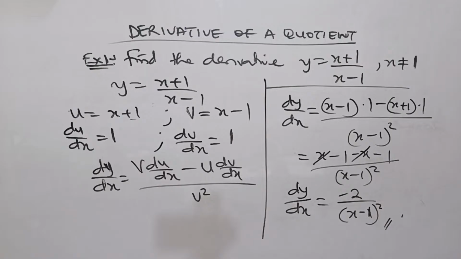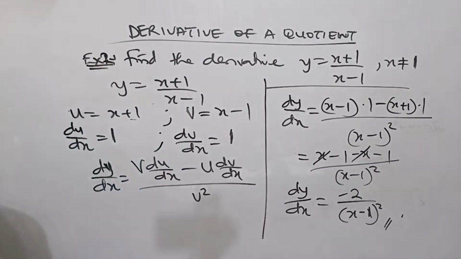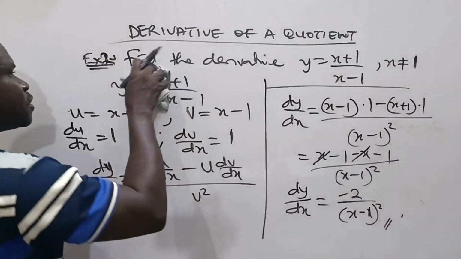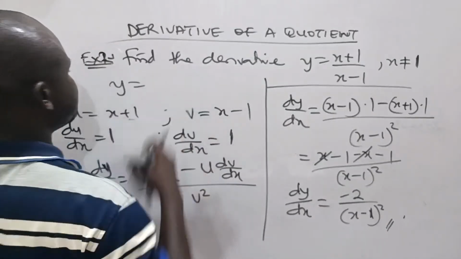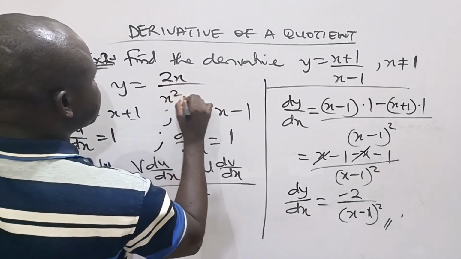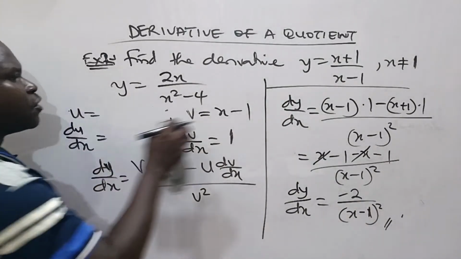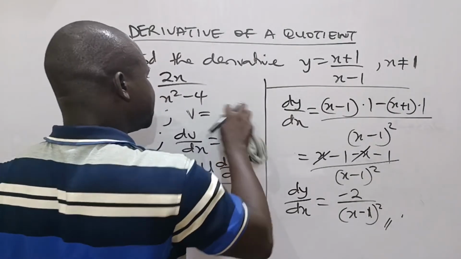That's how to go about this. So we can take another example. Example 2. I want us to consider simple questions, because we will be dealing with multiple choice questions, where we have 2x all over x squared minus 4. This is another question. So in this case, you go ahead and find the dv/dx and the du/dx.